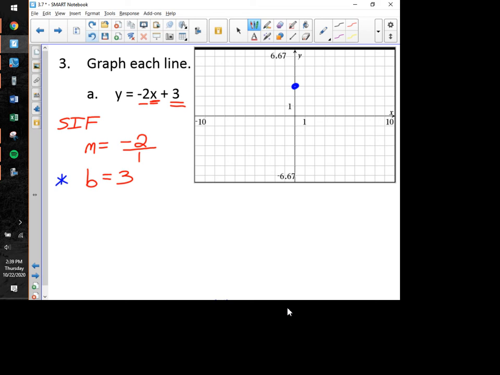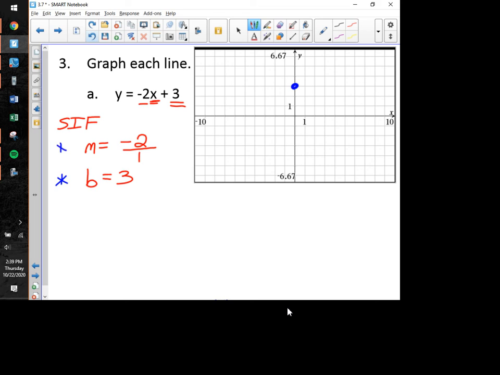Ladies and gentlemen, I'll see a lot of people at this level put their first point right here. What I've done there is I've shown an x-intercept of 3. That's where this point is crossing the x-axis. But we want to do a y-intercept, so it needs to be up on this vertical axis right here, and there we go. Now that we know where our y-intercept is, we treat that as our starting point.